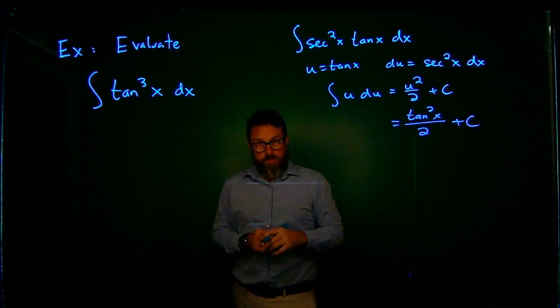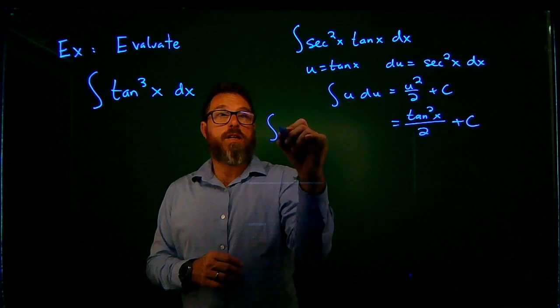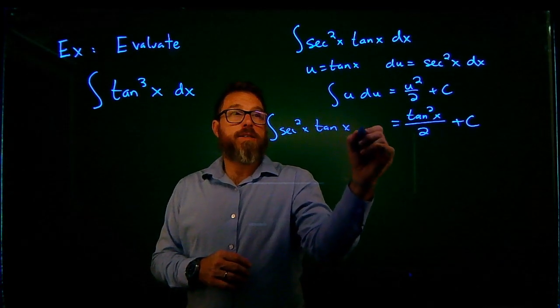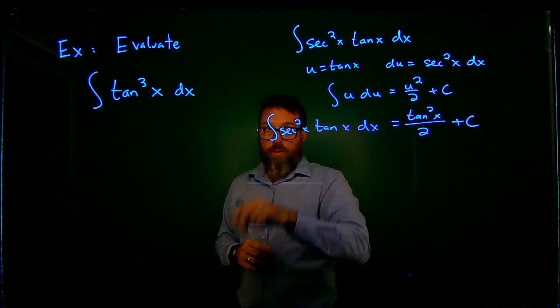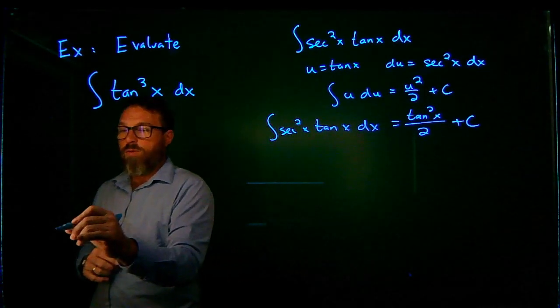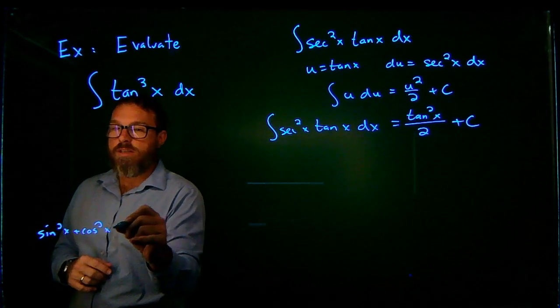All right. Now, what I know is that this integral is equal to that. So this is the integral of the secant squared of x times the tangent of x dx. And I know that there's a Pythagorean theorem that relates secant squared to the tangent squared, so we'll do it over here. What about the sine squared of x plus cosine squared of x is equal to 1?